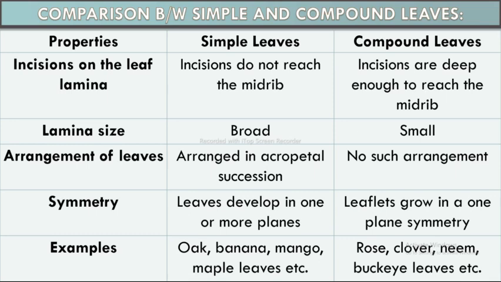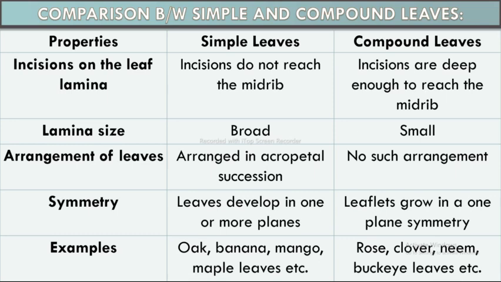Next property is the lamina size. In simple leaves, the lamina size is broad, but in the compound leaves, the lamina size is small. Next property is the arrangement of leaves. In simple leaves, the leaves are arranged in acropetal succession, but in the compound leaves, there is no such arrangement. Next property is the symmetry. In the simple leaves, the leaves develop in one or more planes, but in the compound leaf, the leaflets grow in a one-plane symmetry.